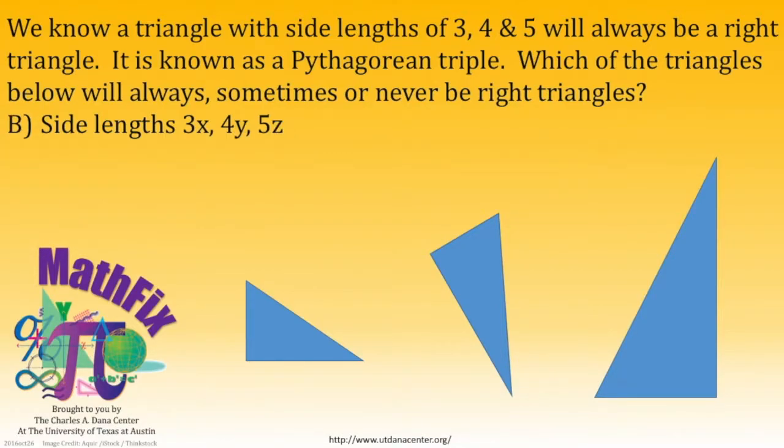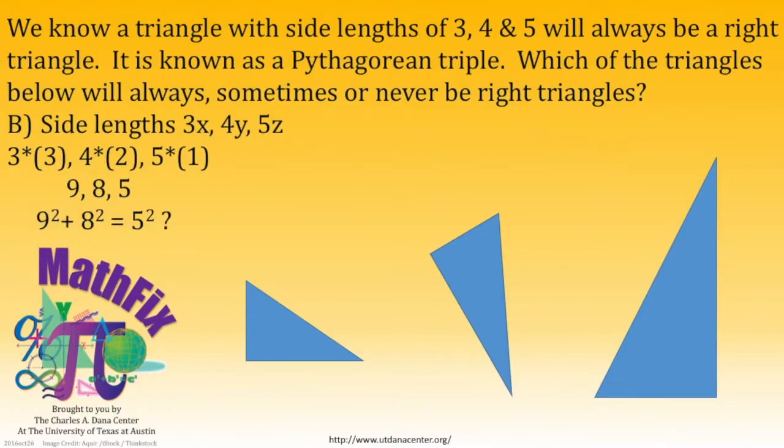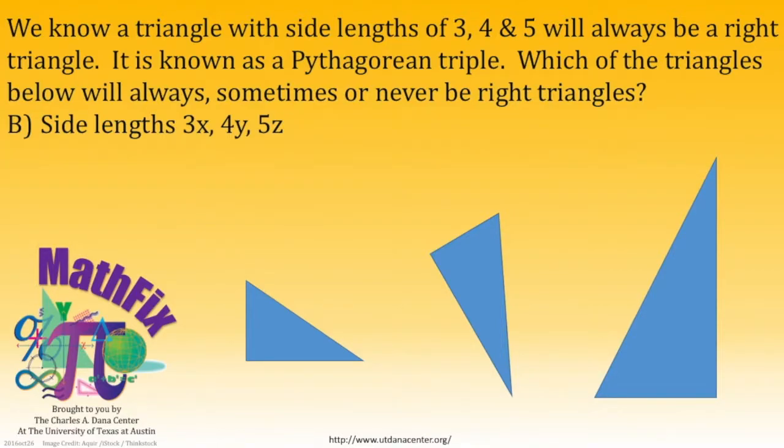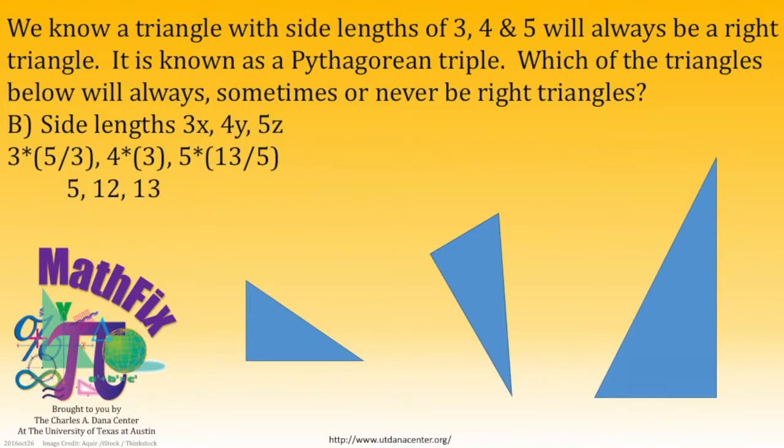Our second side length, if we did 3 times x, times y, times z, well then we would have a 3 times 3, a 3 times 2, and a 3 times 1, just as a sample. And we can say that's 9, 8, 5, and then 9 squared plus 8 squared does not equal 5 squared. No, of course not, but we could be more selective in what we put for x, y, and z. And if we said that we wanted, let's say, a 5, 12, 13 right triangle, we could go with x is 5/3, y is 3, and z is 13/5, and we would end up with a 5, 12, 13, which we know, yes, to be true. So that is sometimes true.